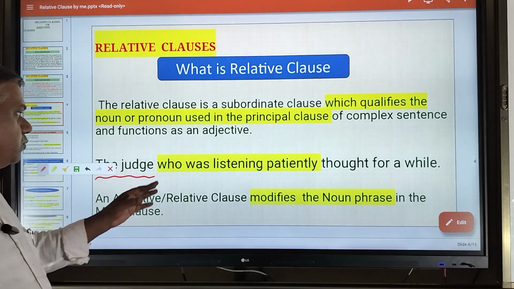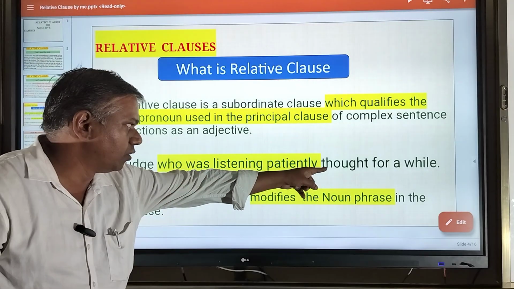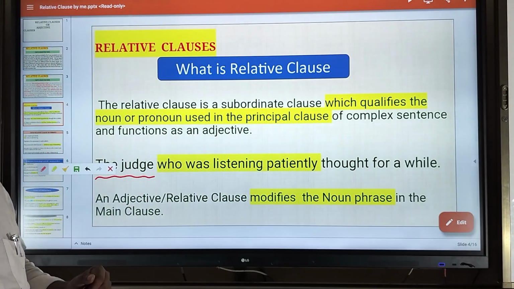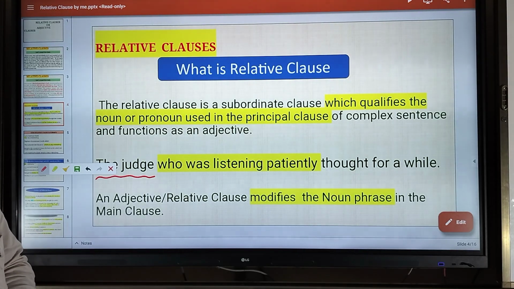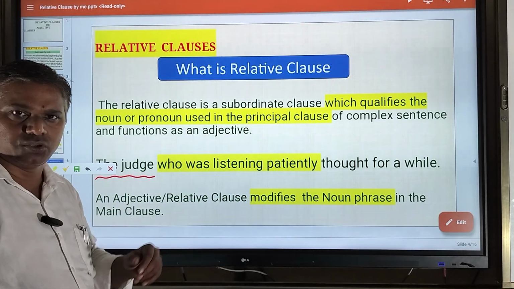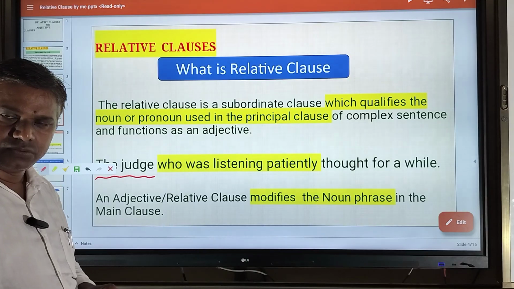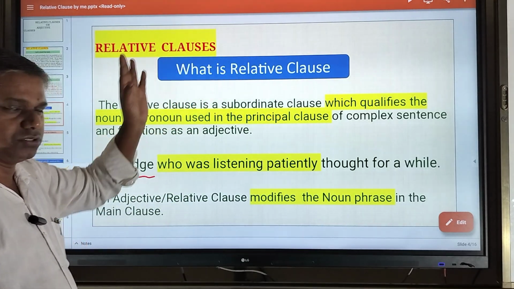Understood? The subordinate clause that modifies the noun or pronoun of the main clause, noun means it can be the subject or object in the sentence, and that is modified by this subordinate clause, then we say that subordinate clause is a relative clause. Understood?